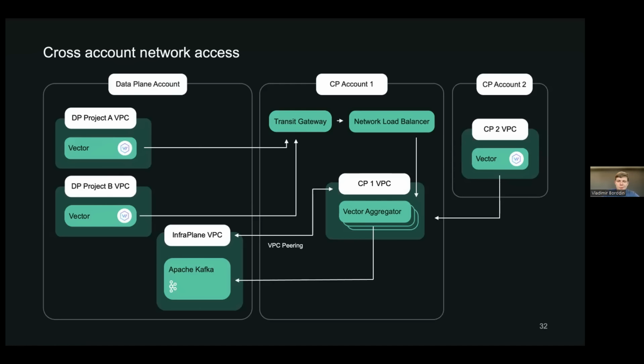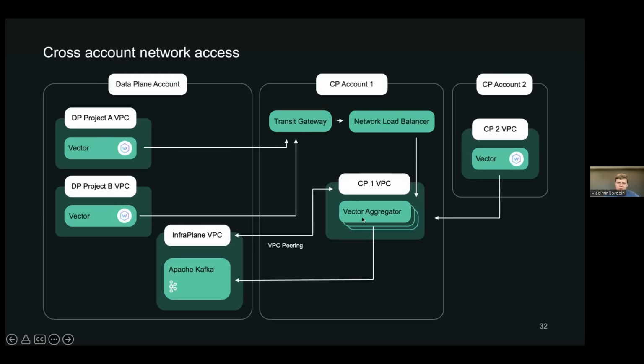That's an AWS service, which is deployed in control plane. And the VPC is connected to transit gateway, and Vector, using that transit gateway routing, sends data to a network load balancer on top of these Vector aggregator pods deployed in Kubernetes. So that's the way data is sent from data plane to control plane.